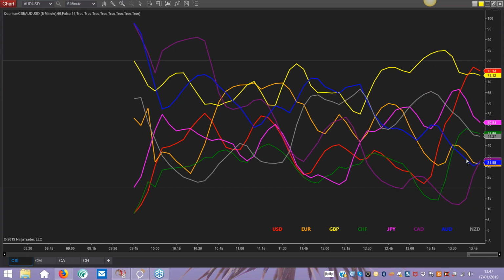When they're moving down here together, nothing much is happening. The other one that I had my eye on earlier on was the CAD yen. The Canadian dollar, this purple line, was falling very strongly, whilst the Japanese yen, this magenta line, was rising equally strongly, and that was developing a nice trend.